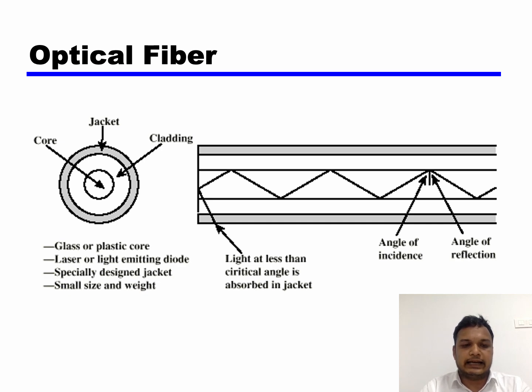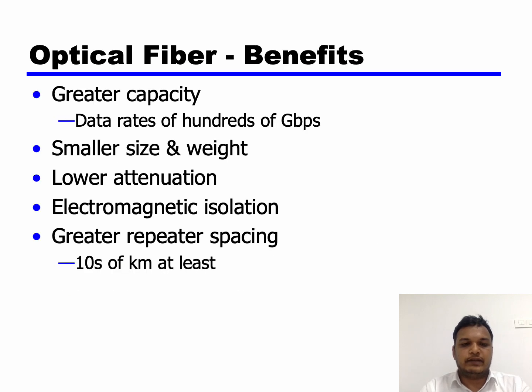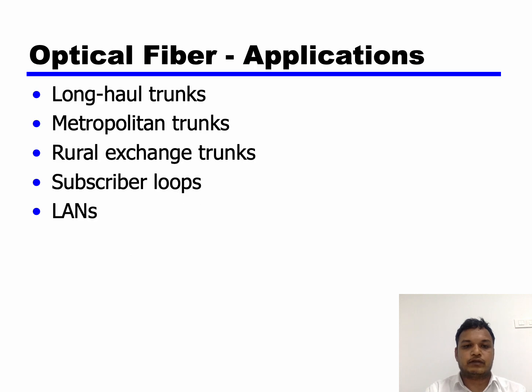It has a specially designed jacket, a small size, and low weight. The benefits of the optical fiber cable are greater capacity. It can transmit a maximum amount of data in gigabits per second, smaller size and weight, lower attenuation, electromagnetic isolation, and greater repeater spacing, tens of kilometers at least. Fiber optic applications are long haul trunks, metropolitan trunks, rural exchange trunks, subscriber loops and LANs.